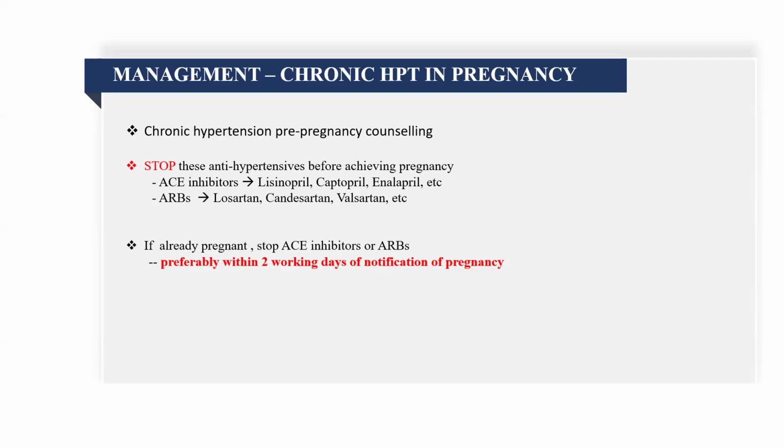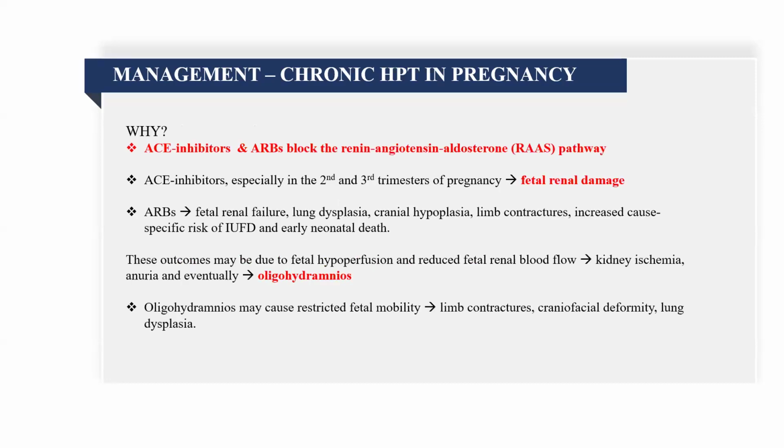So if a patient comes to you who is a chronic hypertensive and wants to get pregnant and is already on these antihypertensives, it is advised that within 2 working days of noticing that the woman is pregnant, you stop these antihypertensive medications. So why do we stop them? Because ACE inhibitors and ARBs particularly block the renin-angiotensin-aldosterone, the RAS pathway.